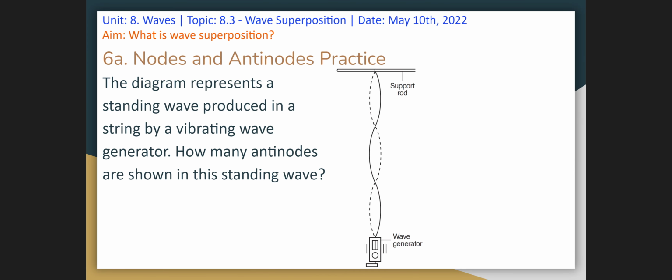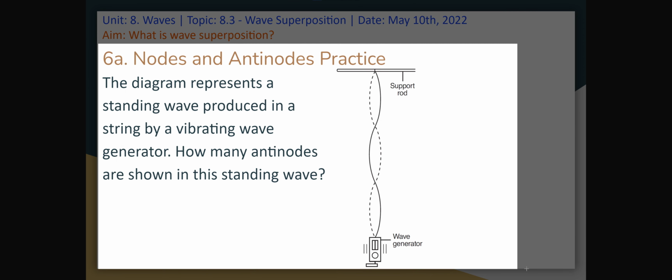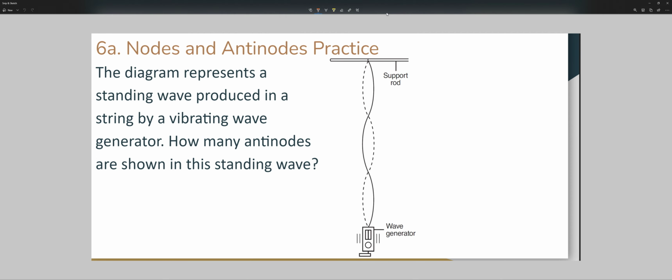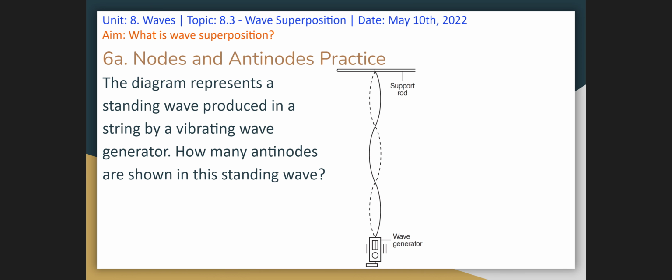Let's do a practice problem. The question says, how many antinodes are shown in the standing wave? Antinodes are places of constructive interference, meaning here, here, and here. So there's 1 antinode, 2, 3. There are 3 antinodes. If the question was asking for nodes, this would be a node, this would be a node, because this is where there's essentially no amplitude, and this would be a node. So there are 4 nodes here. There are 3 antinodes and 4 nodes.